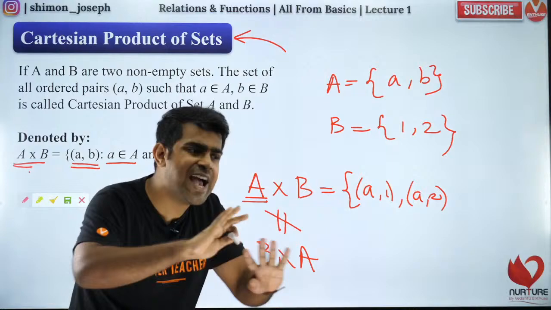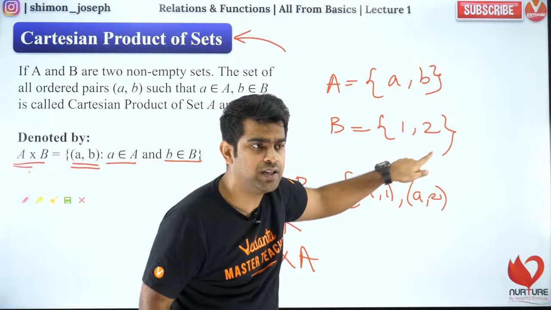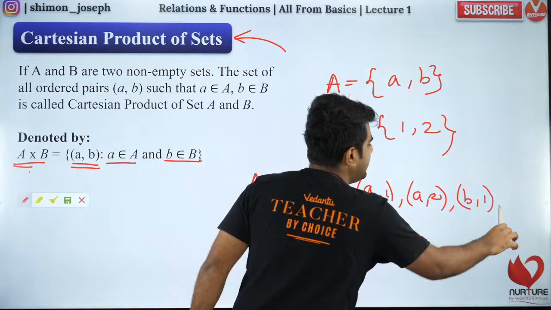Because A, 1 is done. A, 2 is done. There's no more element in B. So A is over. Now I'll go to B. So B, 1 I'll write. And B, 2 I will write. Are you all clear? Everybody? So that is your A cross B.